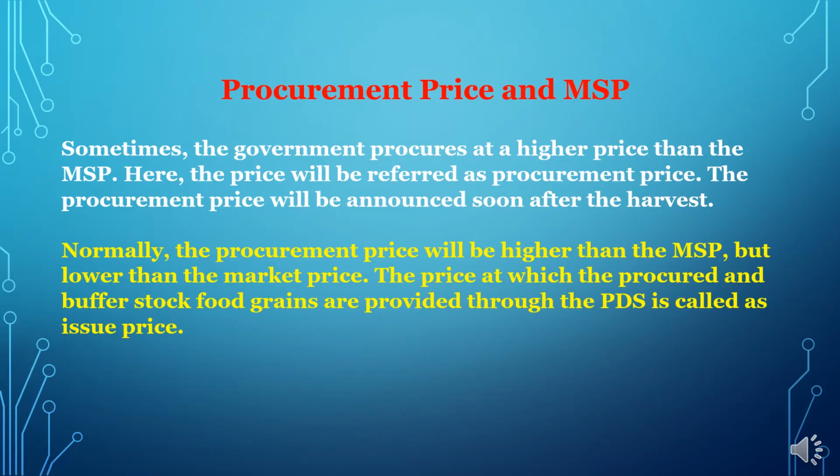Procurement price and minimum support price. Sometimes the government procures at a higher price than the MSP. Here the price will be referred to as procurement price. The procurement price will be announced soon after the harvest, while in case of minimum support price, MSP, the rates are announced before the season starts. Normally the procurement price will be higher than the MSP but lower than the market price. The price at which the procured and buffer stocks of food grains are provided through the PDS is called the issue price.